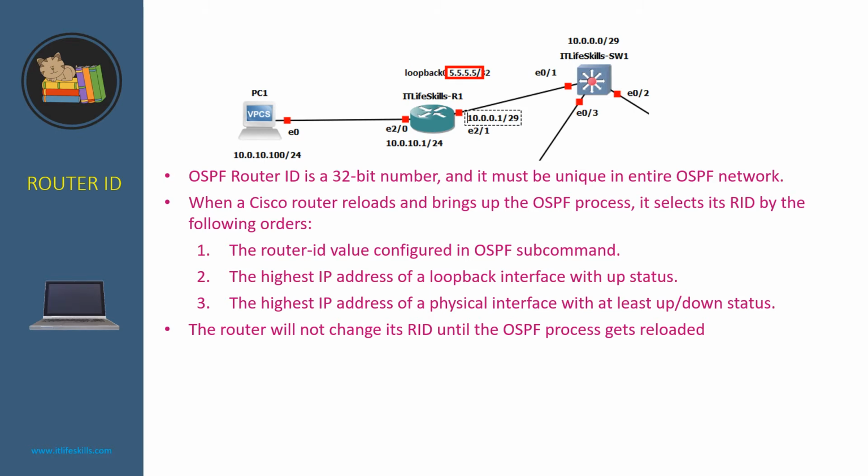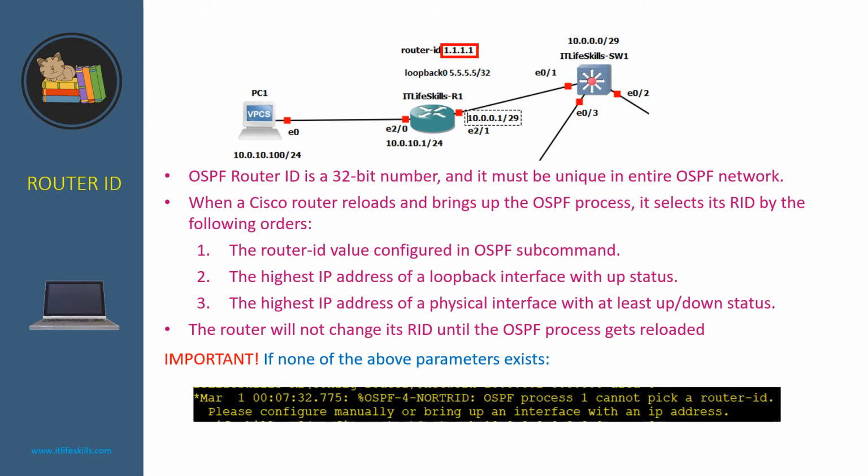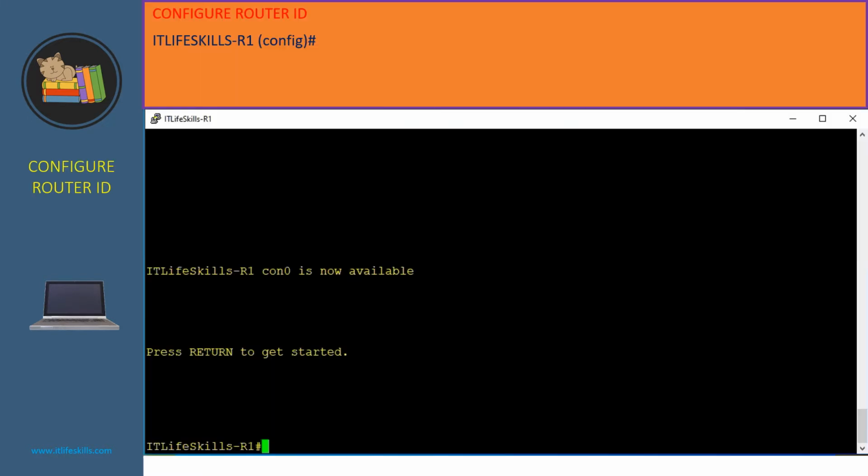Now, if we configure the router ID command and reload the OSPF process, then the router will pick up the value configured in the router ID command instead. One important thing to note is that if none of these parameters exist, then the router will generate this error message saying that it cannot pick up a router ID and will not enable OSPF process.